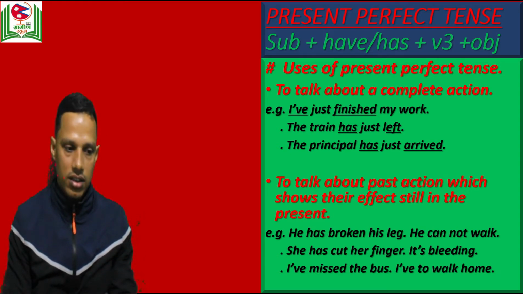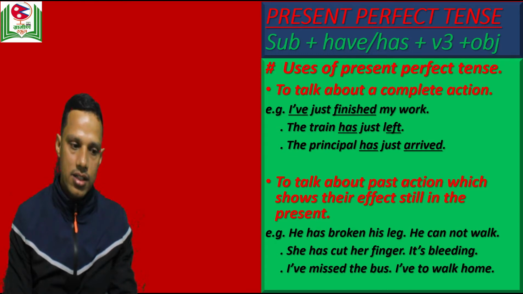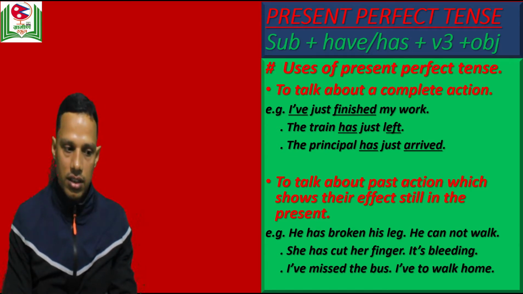He cannot walk. Right? The action of breaking the leg happened in the past, but its effect is still present. That is, he cannot walk. In the second one, she has cut her finger. It means she did this action in the past, but its effect is still present. For example, it's bleeding. This is the effect, right?